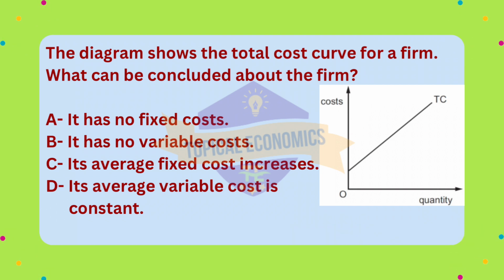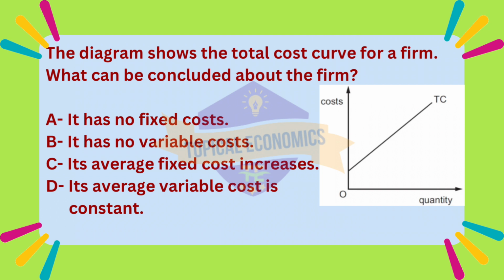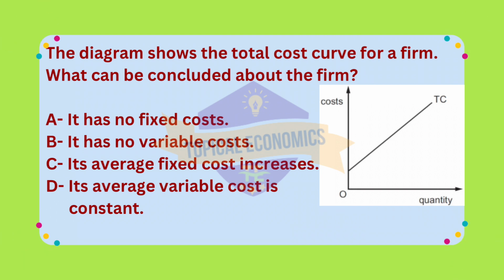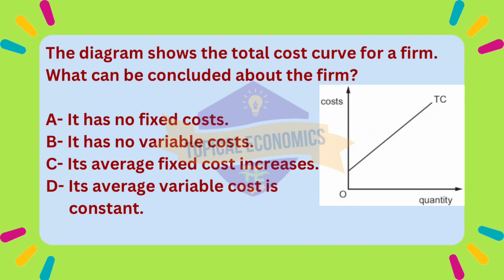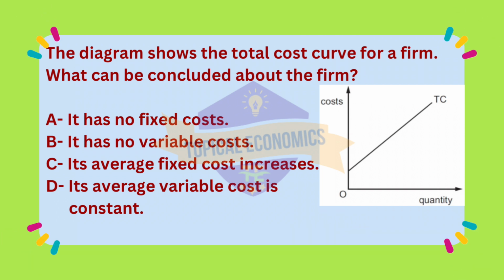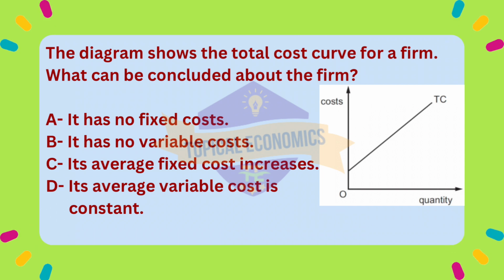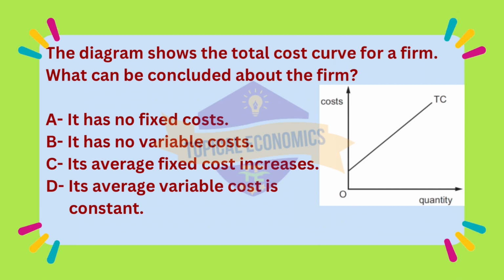Constant AVC implies that the total cost curve increases at a constant rate as output increases. This would be the case if variable costs increase linearly with output, leading to a constant average variable cost. If the total cost curve is a straight line with a uniform upward slope, it would indicate that the firm's average variable cost does not change as output increases, hence, AVC is constant.